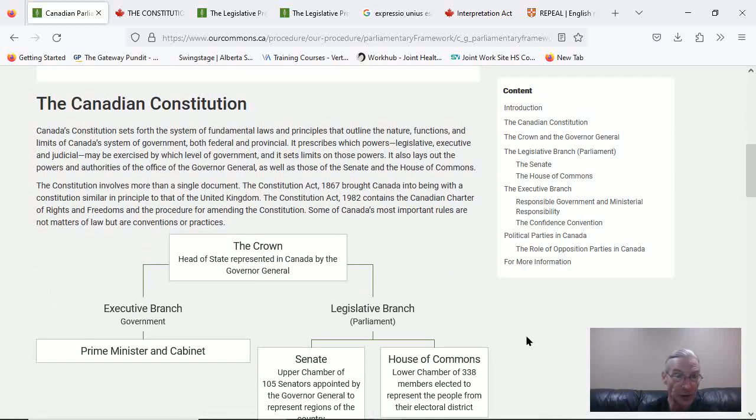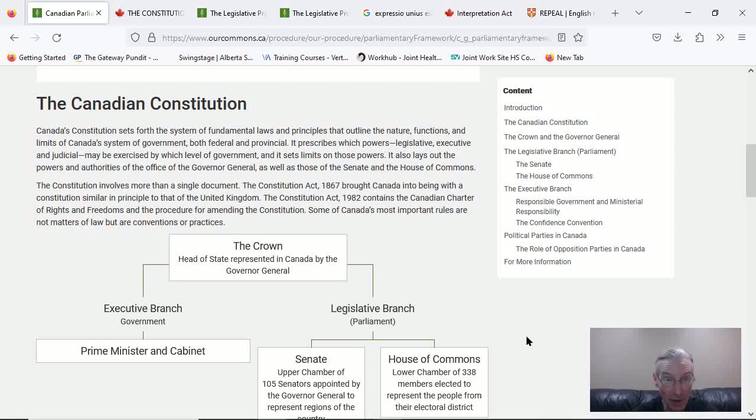The Canadian Constitution. Canada's Constitution sets forth the system of fundamental laws and principles that outline the nature, functions, and limits of Canada's system of government, both federal and provincial. It prescribes which powers, legislative, executive, and judicial, may be exercised by which level of government and sets limits on those powers. It also lays out the powers and authorities of the office of the Governor-General, as well as those of the Senate and the House of Commons.